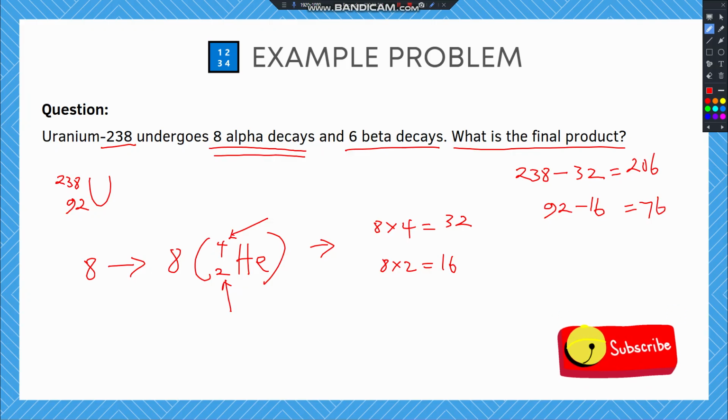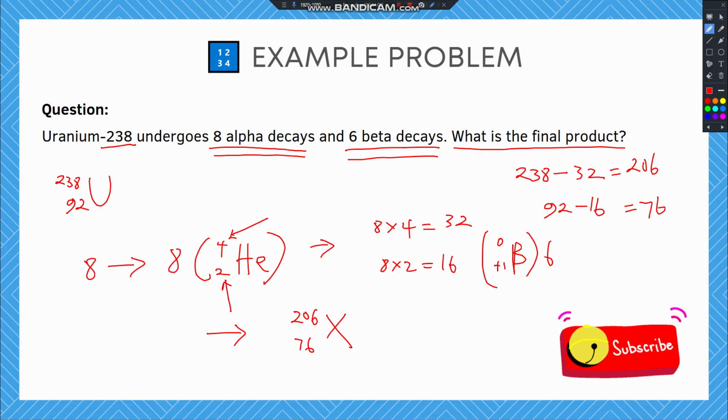All right, so after the 8 alpha decays, we have an unknown element with a mass number of 206 and an atomic number of 76. And then they said 6 beta decays. Remember, each beta decay leaves the mass number the same, but the atomic number increases by 1. So if we have 6 beta decays, that means we have 6 times 0, and then we have 6 times 1. So for the mass number, we have 0 added to it, and for the atomic number, we have 6.